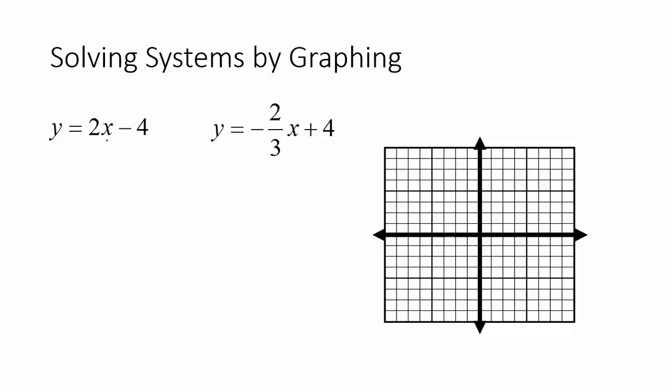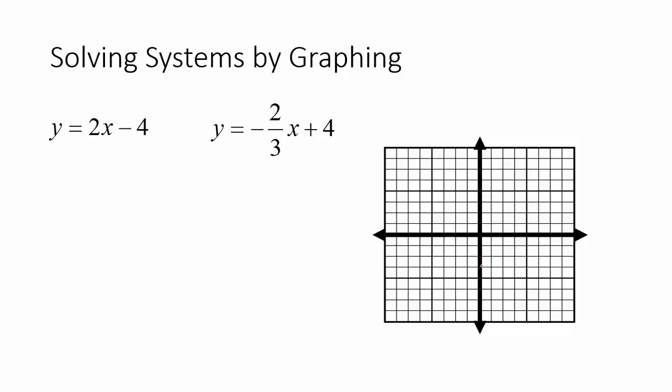Okay, so when we have two linear equations like so here, we've got y equals 2x minus 4 and y equals negative 2/3 x plus 4. The most obvious way to do this would be, well, if we want to see where they cross, let's just go ahead and graph them. So I'm going to graph this first one here, y equals 2x minus 4.